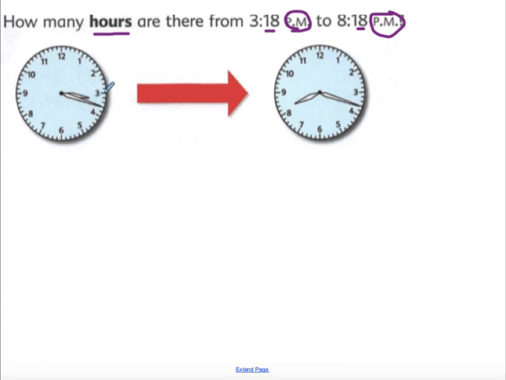Start with the number that this clock is pointing to, which is 3:18. It's nice they give it to us, and then end at 8:18. Show us how you made your jumps. So pause and press play when you're ready to reveal the answer.